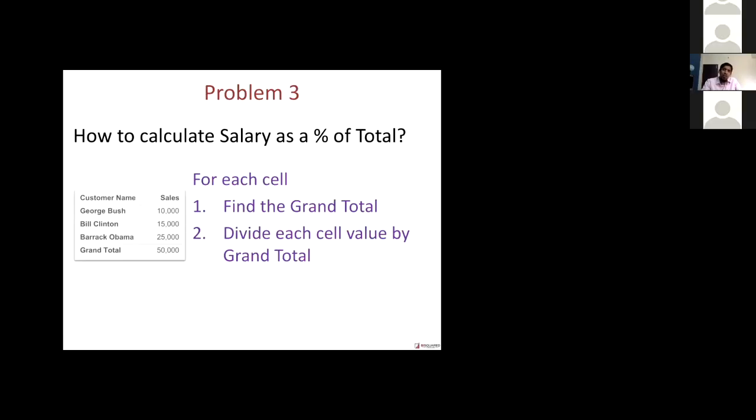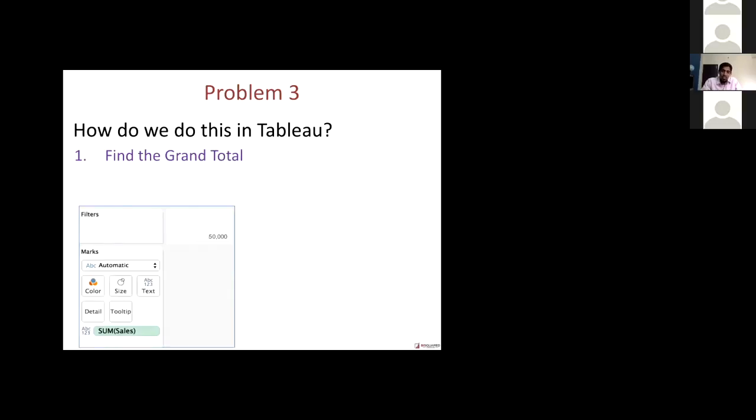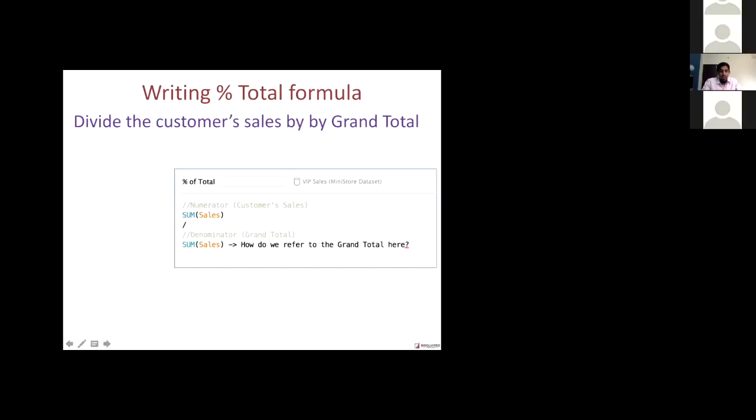So now let's come to Tableau. How do we do this in Tableau? So first, find the grand total. This is the report. Just drag and drop sales, and it's going to put sum of sales. You got this. And how do I get my usual report? Customer name. I dragged and dropped customer. So now the difficulty is, I'm going to take customer sales and divide it by the grand total.